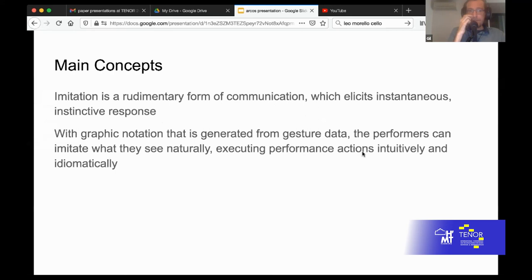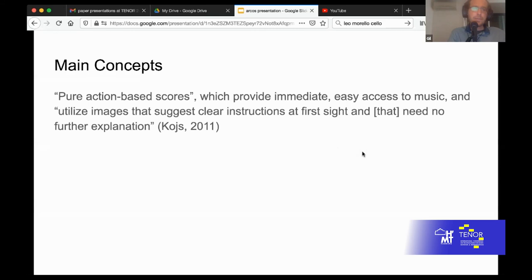So if the graphic notation is generated from the actual gesture data, the imitation is more natural, the execution of performance action is more intuitive and idiomatic. So the idea is that it comes directly from the performance practice of the instrument without the need of interpreting a high-level symbolic notation. And this brings the work to what Yuri calls the pure action-based score. And the idea is, again, to provide an immediate easy access to music by utilizing images that suggest clear instructions at first sight.